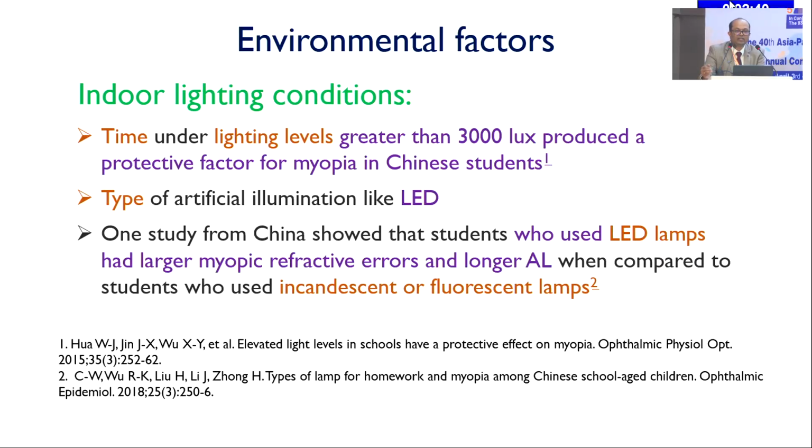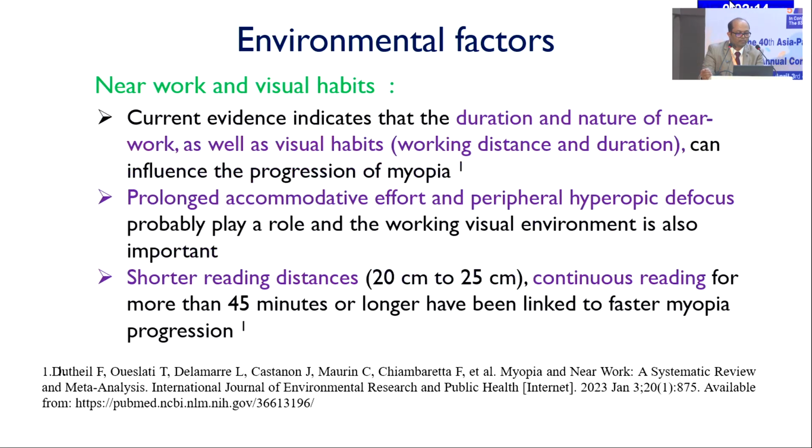Coming to the indoor light conditioning, again, this is very, very important. I think what time, what are the lighting levels, and what type of lighting you are using. For example, LED lamps have been shown through multiple studies to have a larger myopic refractive error or a longer axial elongation compared to incandescent or fluorescent lamps that we use indoors.